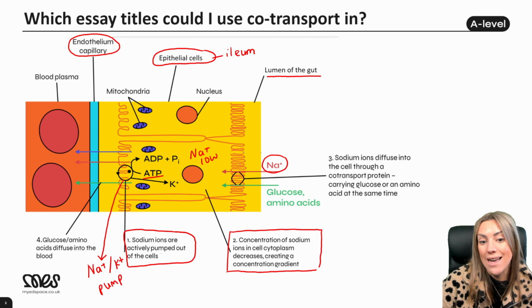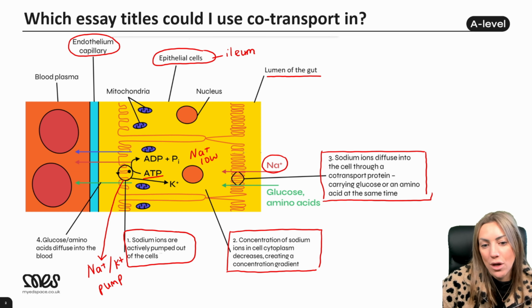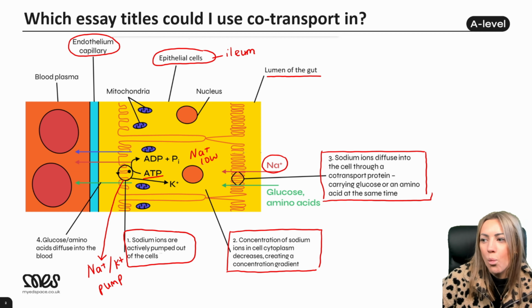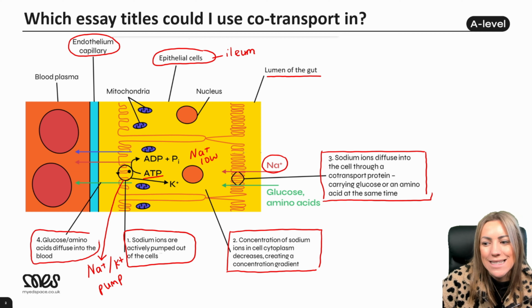As those sodium ions diffuse in down their concentration gradient, they are moving through a co-transport protein, which is embedded in this cell surface membrane. As they diffuse in, they are carrying with them either glucose or a particular amino acid. Once those glucose molecules or amino acids get into the cell, you've now got a higher concentration of glucose or that amino acid in the epithelial cell. So it's now able to diffuse into the blood in the capillary down its concentration gradient.